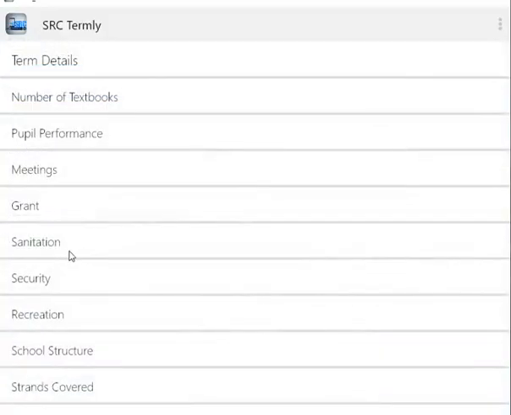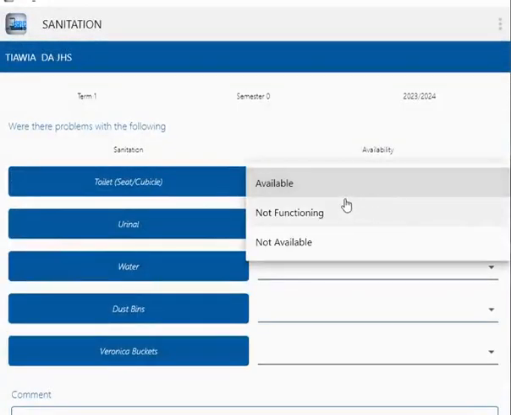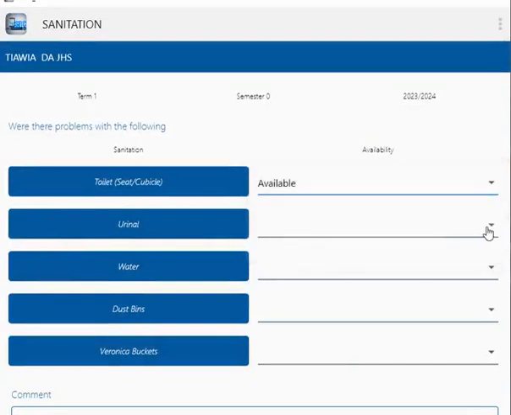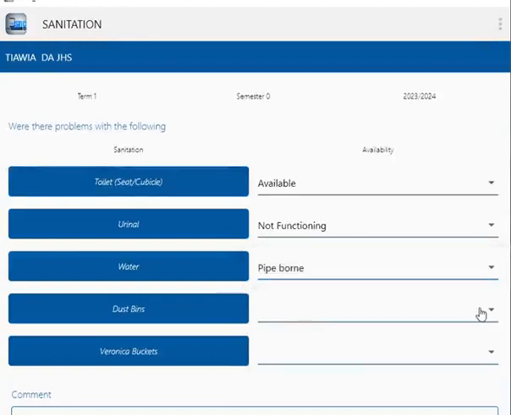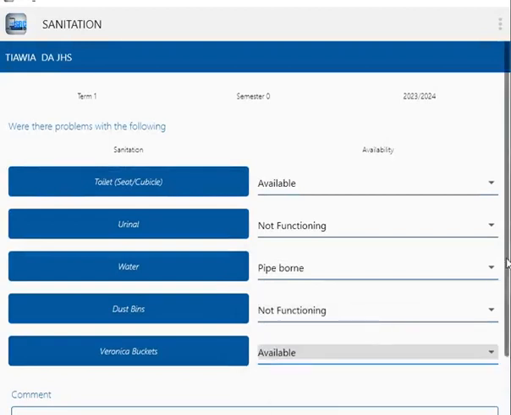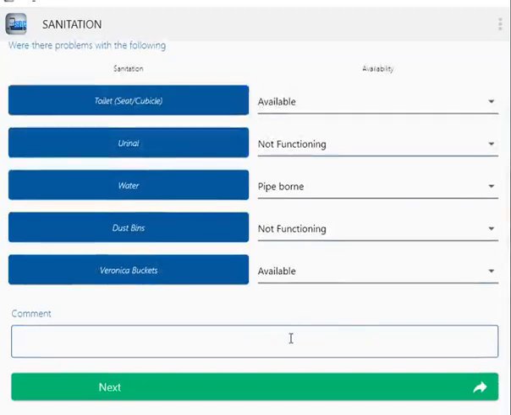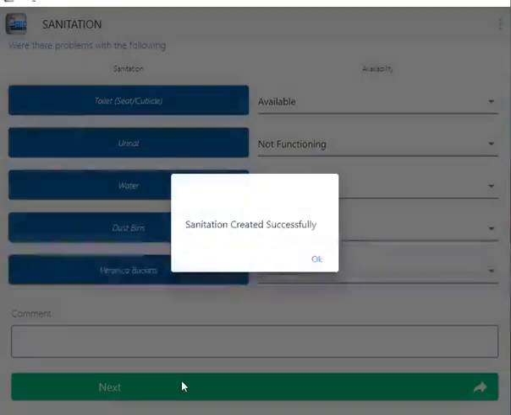When you are done, the next thing is sanitation. So indicate the availability of these sanitation materials. So in the school, we have this available, this not functioning, this not functioning. Source of water is what? Pipe-borne. Dustbins, not functioning, Veronica buckets available. When you are done, if there are any comments, you provide them here. If you need support, whatever, provide it here. Then you click on next. So it may happen that because you don't have these facilities, you are having some challenges. So you can put it at the comment section, right?